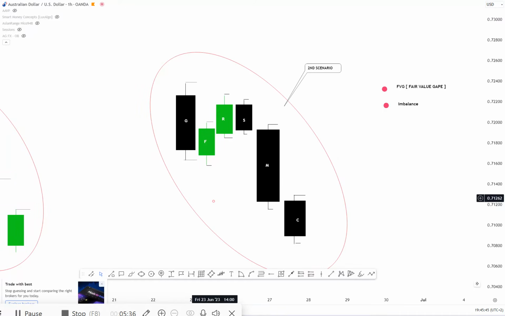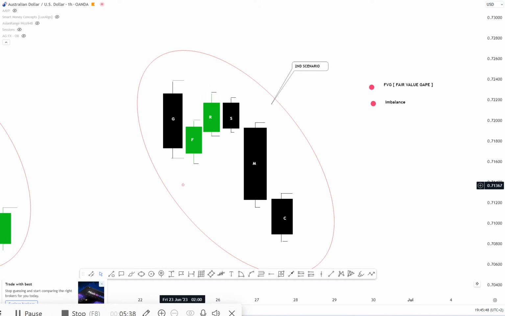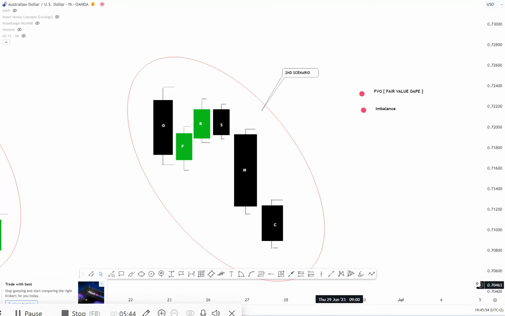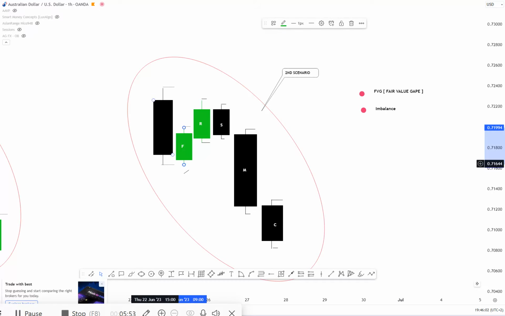So here are the highs and lows of our bundle of candles. We need to find the imbalance now. First of all, if this candle's low will be inner than this candle's low, then there will be no imbalance. So we can say this is an imbalance.